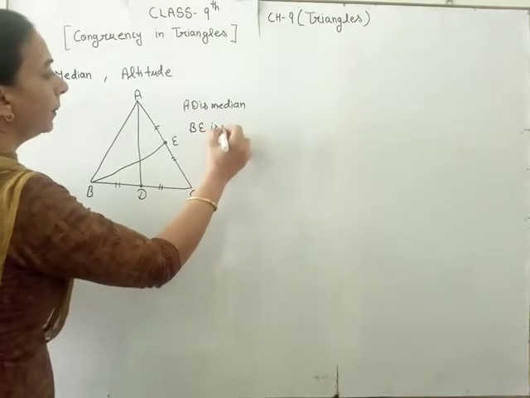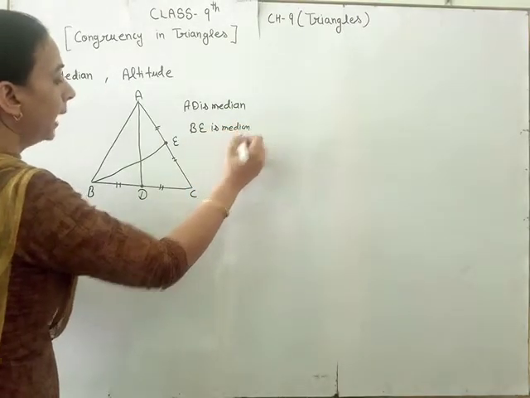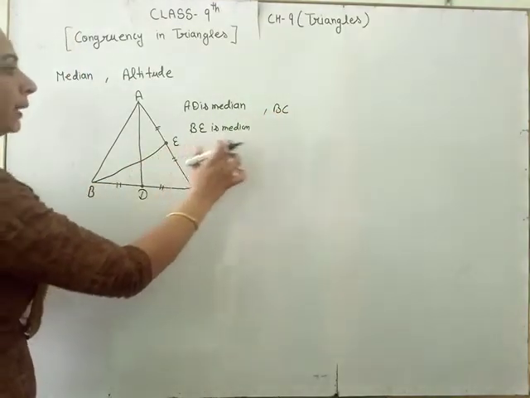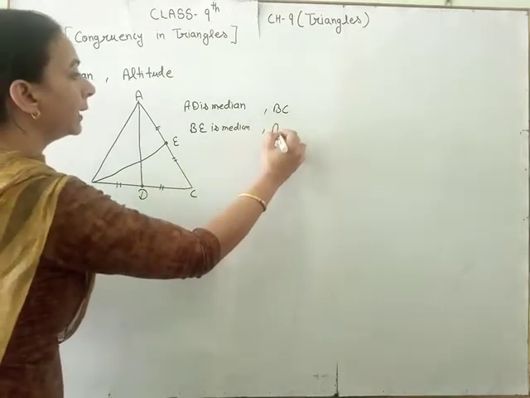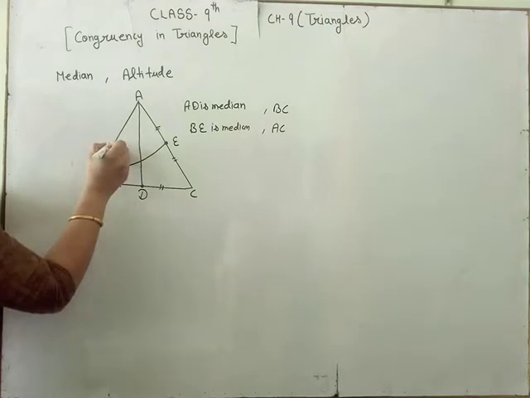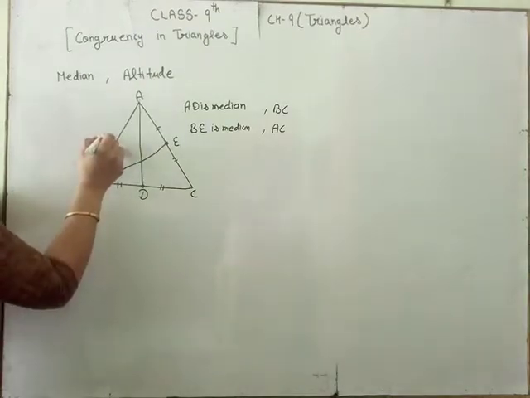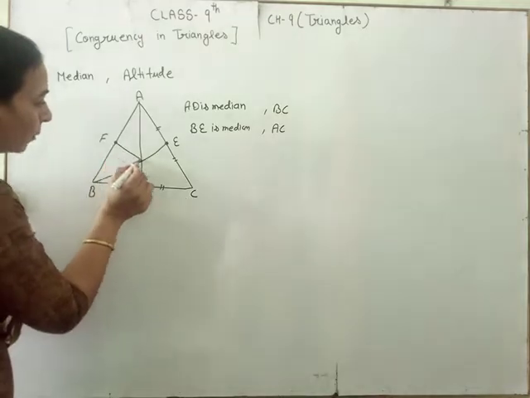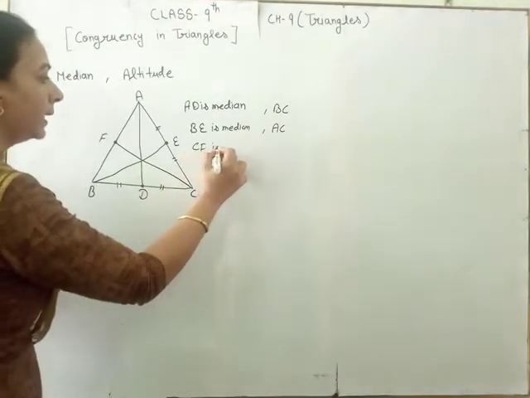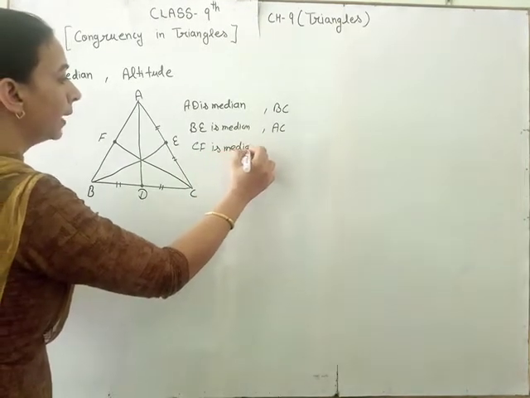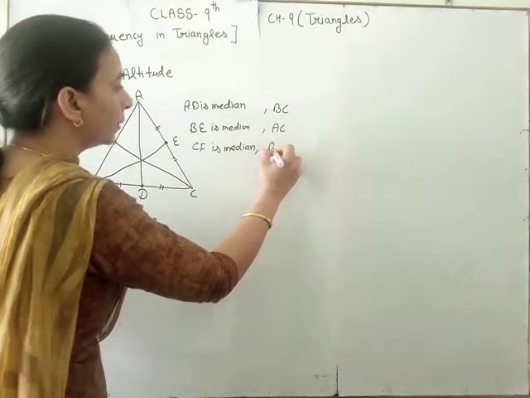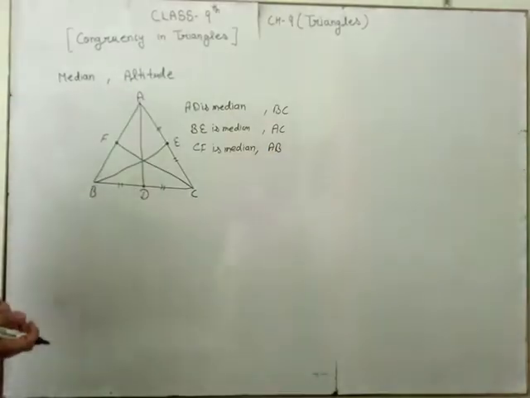BE is a median. AD is the median corresponding to BC, and BE is the median corresponding to side AC. Okay. Next, if we take the midpoint of AB, let this midpoint be F, then we join it to the opposite vertex C, then CF is a median. CF is the median corresponding to side AB. These are the medians of a triangle.